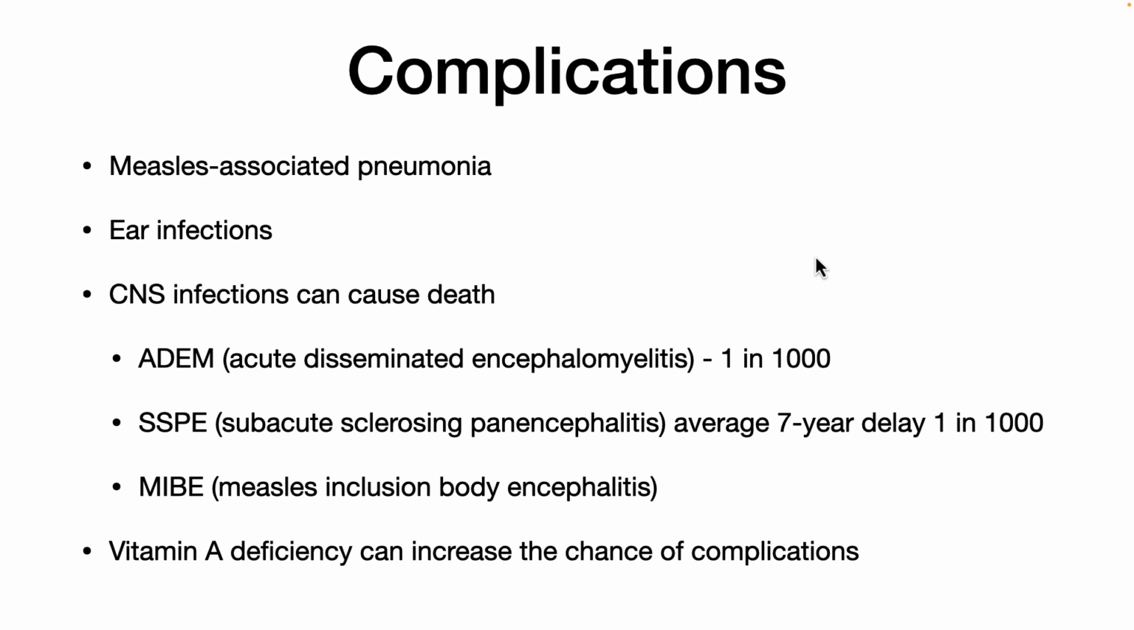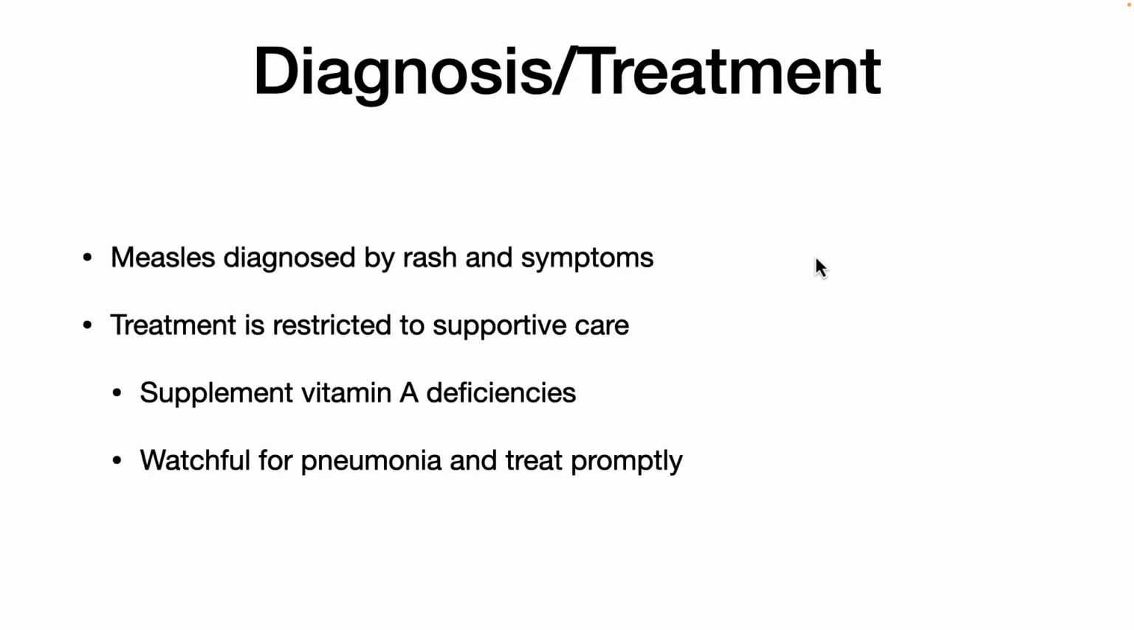Diagnosis and treatment. Measles is diagnosed by rash and symptoms of the disease. The health professional will also take into account the incidence of measles in the area. Treatment is restricted to supportive care, and there are no drugs to mitigate the infection, but patients will be supplemented with vitamin A if needed and watch for the onset of pneumonia.